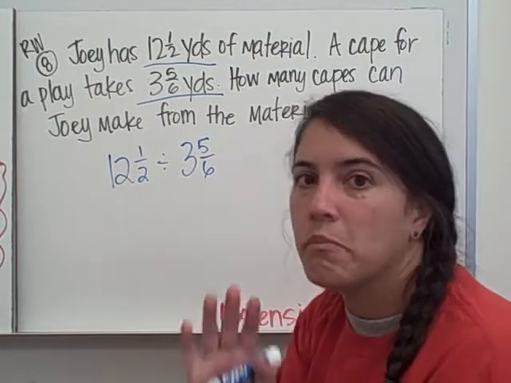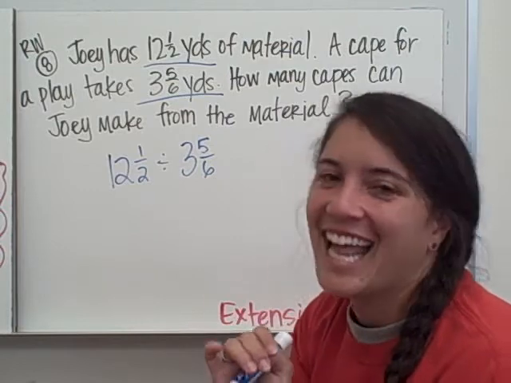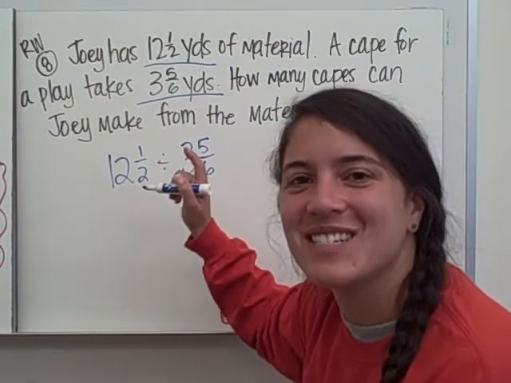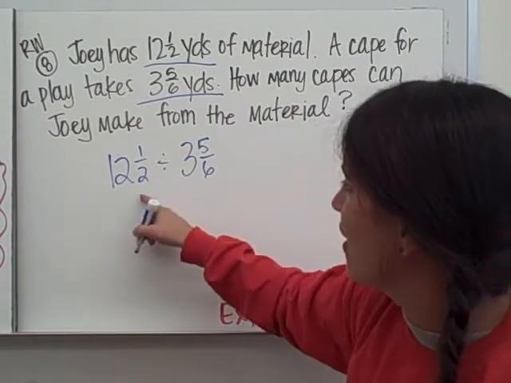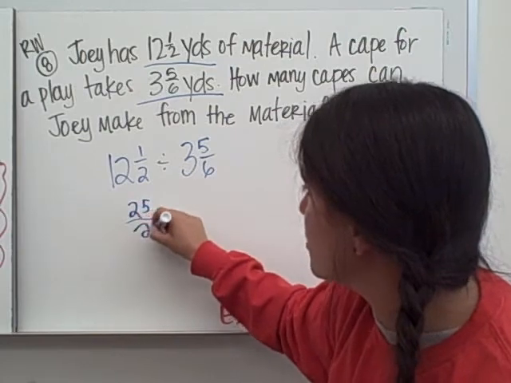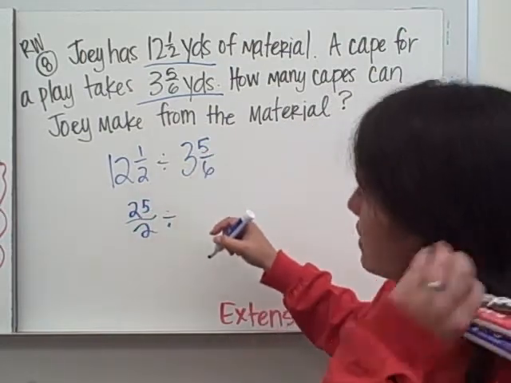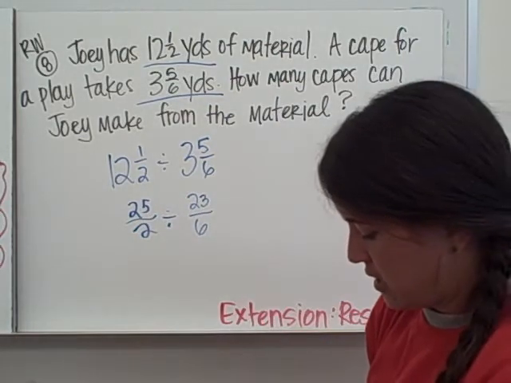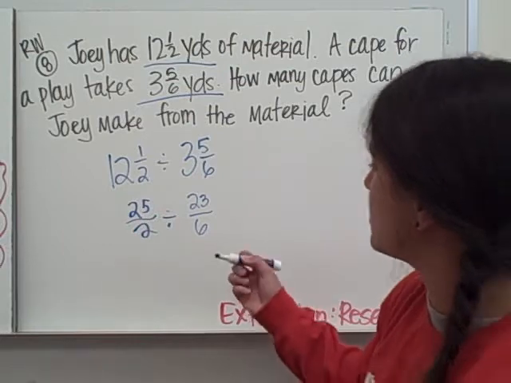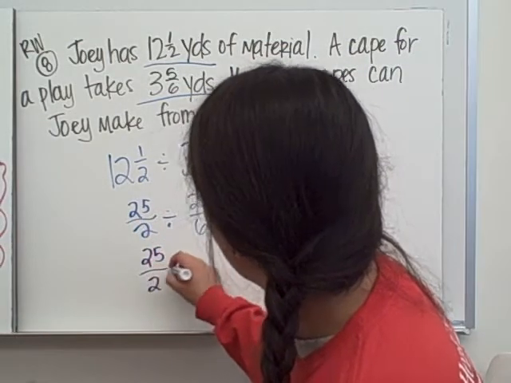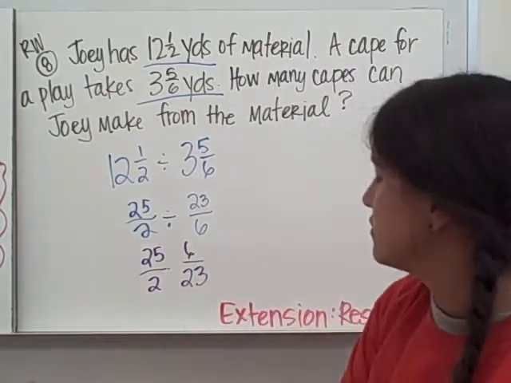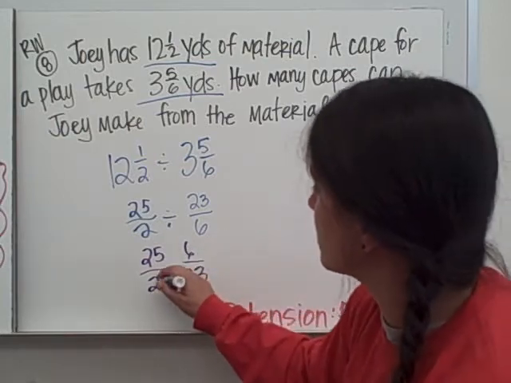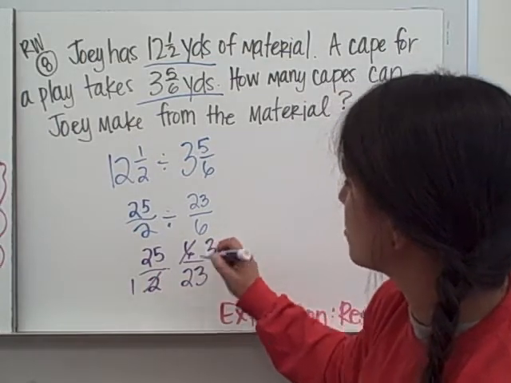Oops, I forgot to tell you to pause it. Pause it, work it out, and then press play when you're ready to see the answer. You would have to change these into improper fractions. So 25 over 2. 18 plus 5 is 23 over 6. Then we would copy, switch, flip. So 25 over 2 times 6 over 23. We would cross cancel, cross simplify between the 2 and the 6. 2 will go into 2 one time. 2 will go into 6 3 times.